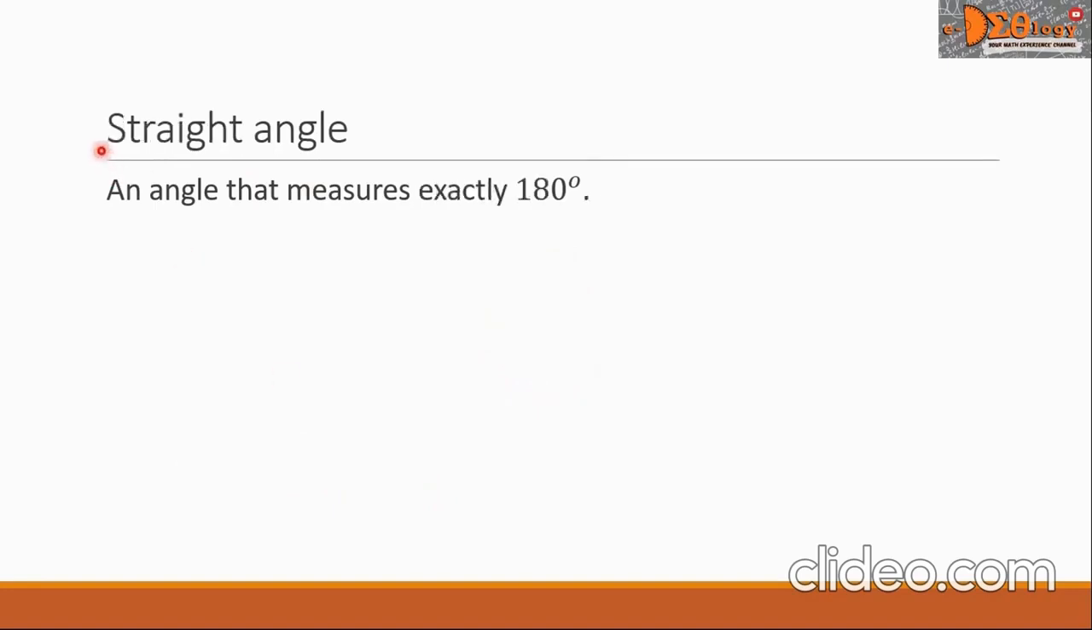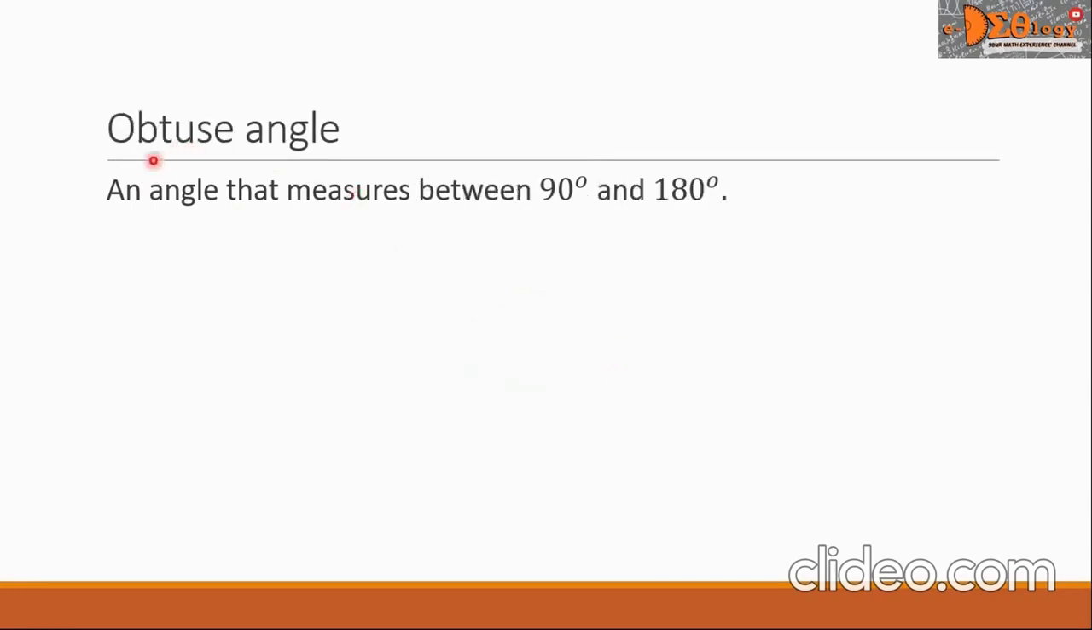The next angle is called straight angle. It is an angle that measures exactly 180 degrees. Here's a picture of a straight angle. It looks like a straight line, that's why the name is straight angle.